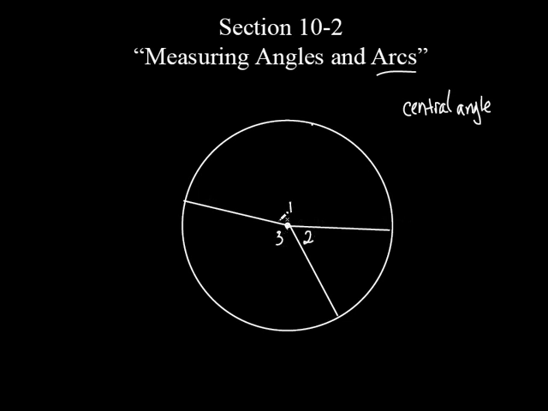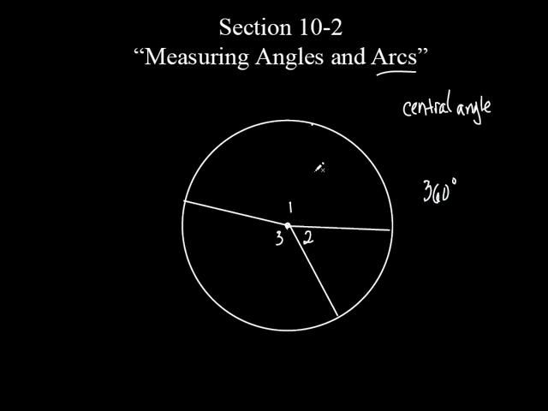So if you take a look, watch this. If I start at 1 and go to here, and then I go a little bit more, angle 2, and then I add that angle 3 to it, look what it just did. It created a whole entire circle. And how many degrees in a whole entire circle? 360 degrees.